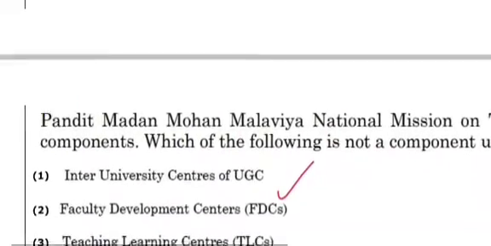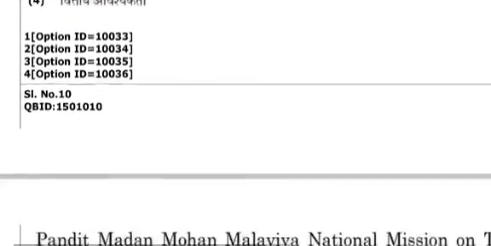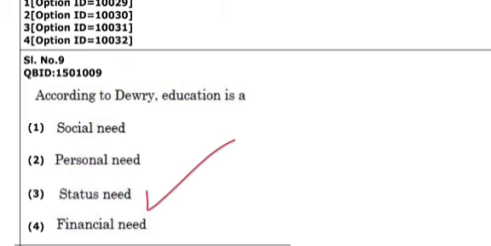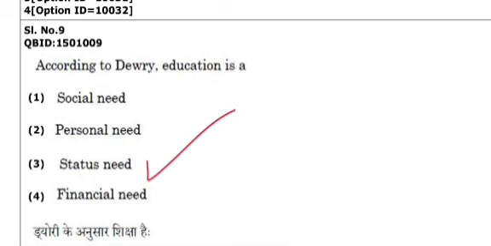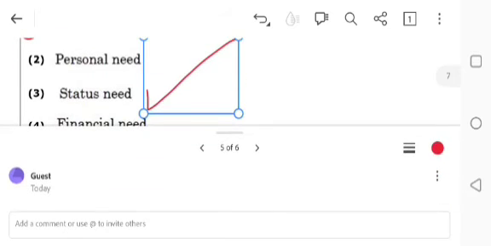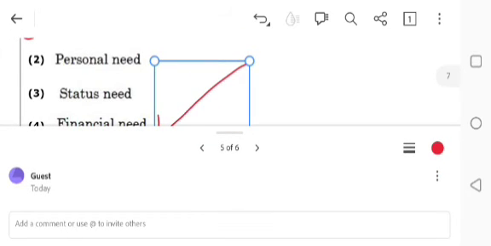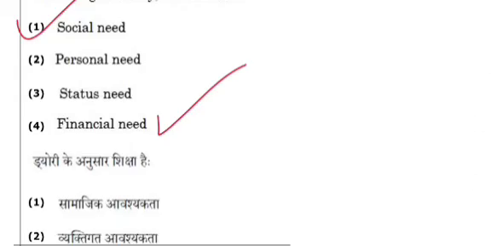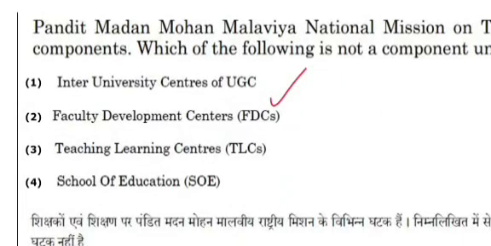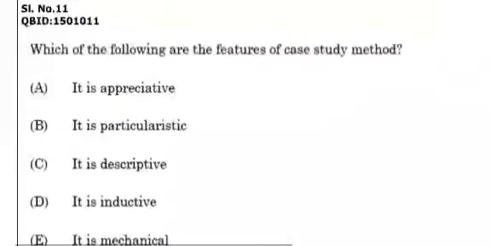It was 10. Yes, 9 was, what was 9? According to Dewey, education is a, sorry, not status need, it will be social need. Okay, it will be social need. Nine done, then 10 will be Inter-University Center of UGC. 10 is done. Then we have number 11.